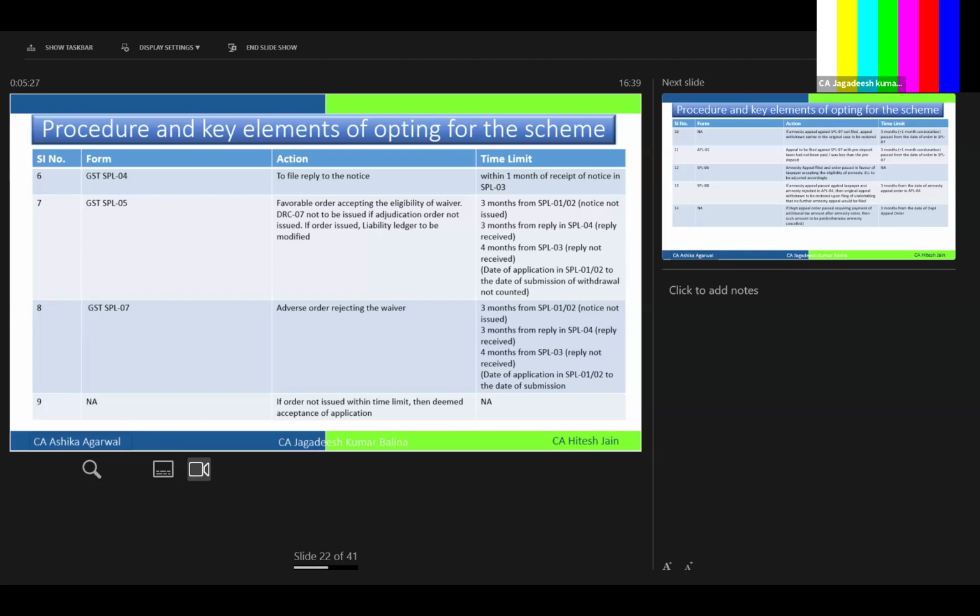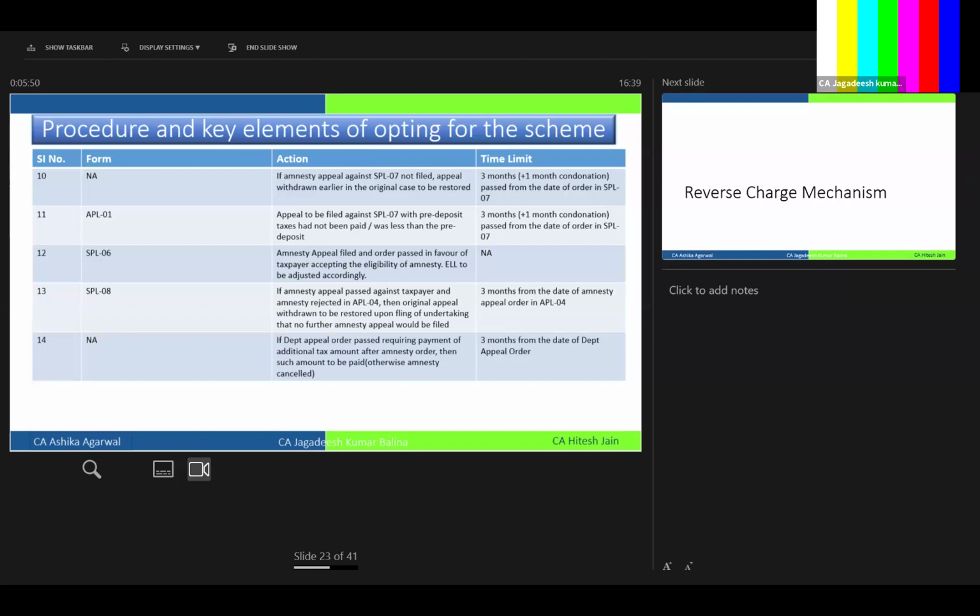If the order is not issued within this time limit, either SPL 05 or 07, within the 3 months or the 4 months from the specific date, then it's deemed to be acceptance of the application. So automatically your interest and penalty will get waived, even if they accepted within these time limits. And now coming to the next one, the amnesty appeal against SPL 07, that is against the order, that is GST.